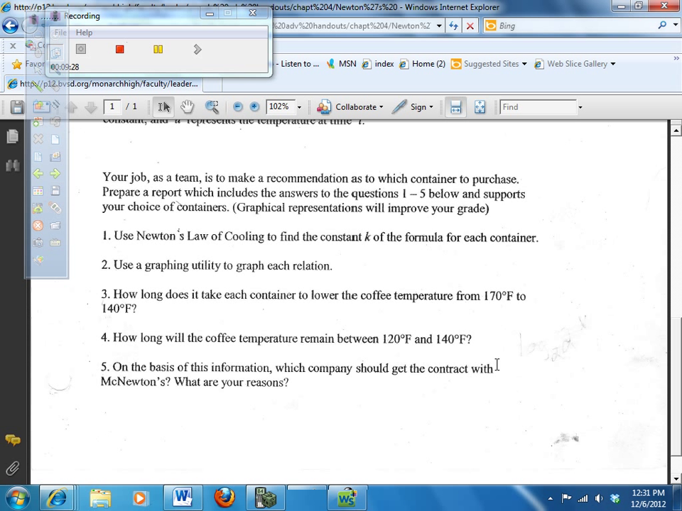Which company should get the contract with 9newtons? What are your reasons? So you need to write it like a letter: Dear, we selected the Senate Keeper Company, or whichever, as a group.